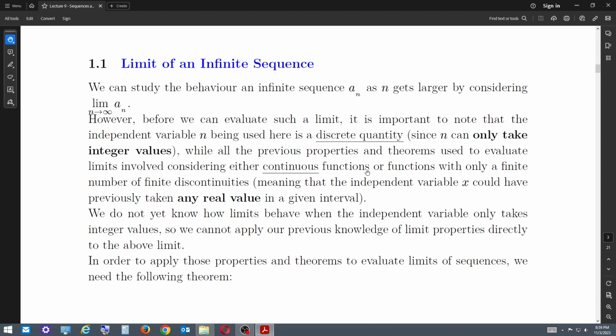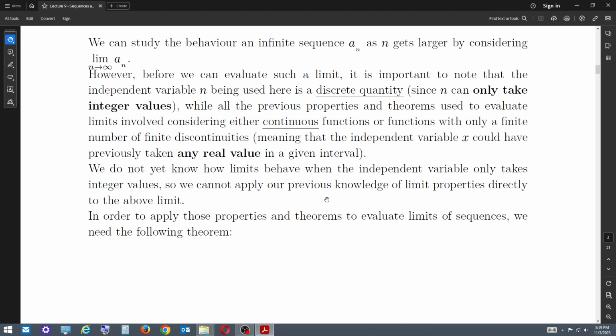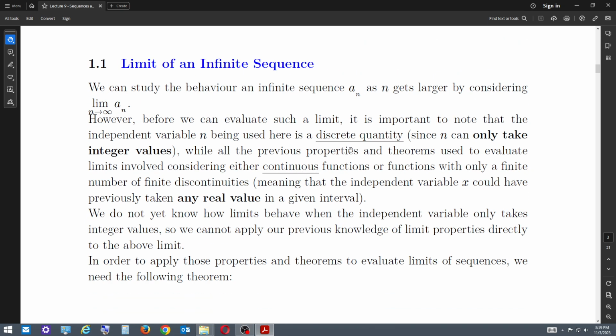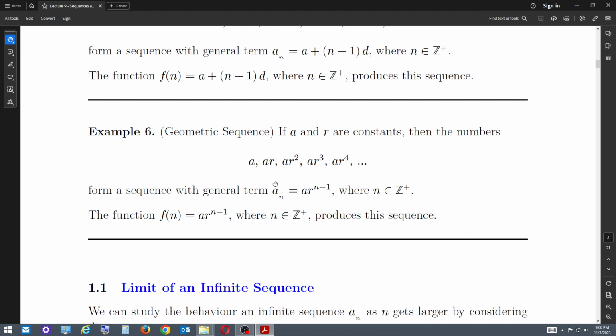On the other hand, before, all the properties we discussed with respect to limits were for continuous functions, where the domain was the entire set of real numbers and there wasn't a jump from one value to the next. There's a smooth movement from one point to the next. So when we're talking about finding the limit of a sequence, we will have to first take the sequence.